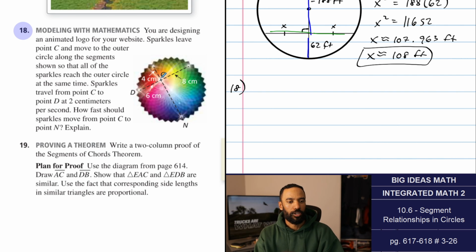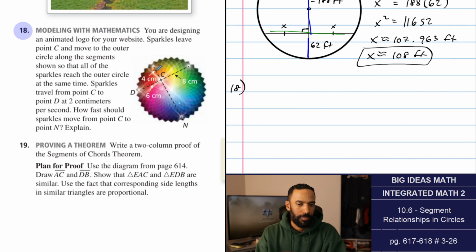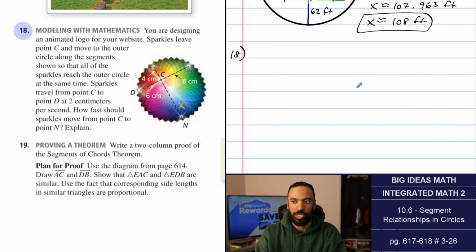How fast should sparkles move from point C to point N? Explain. Let's first answer what this distance is. I'm going to call this part X. It looks like that's an arrow, so 4 centimeters points to here.